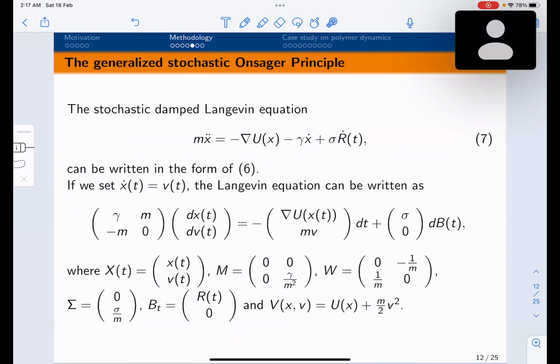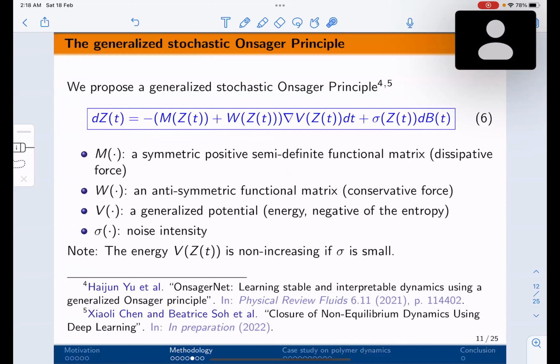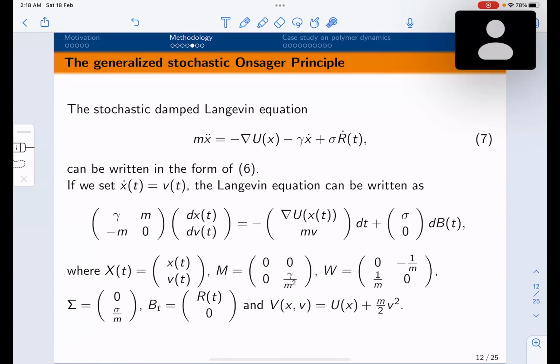Okay. Then I want to give an example of why the generalized stochastic orthogonal form is useful. For example, for the stochastic underdamped Langevin equation here, if we set s dot equal to v, then this equation can be written in this form. This can be written in our generalized stochastic orthogonal form, with X, M, W, and also sigma and B equal to this, and this is the potential V.